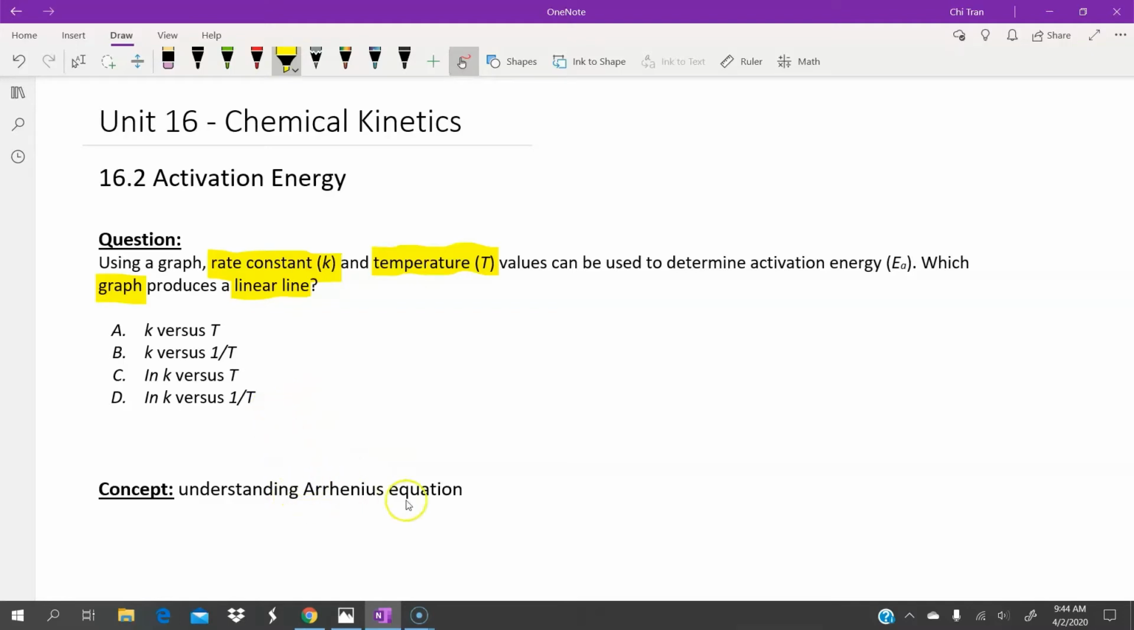So if we were to go back to the question, our final answer would be D, because remember, on our y-axis is ln K, and on our x-axis is 1 over T to have a linear graph.